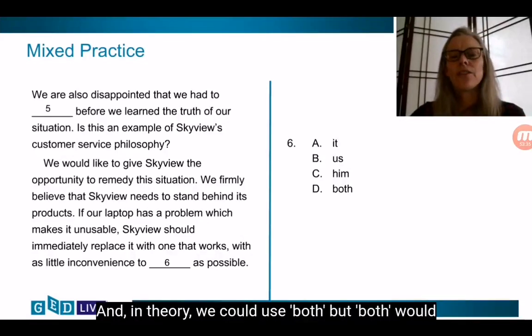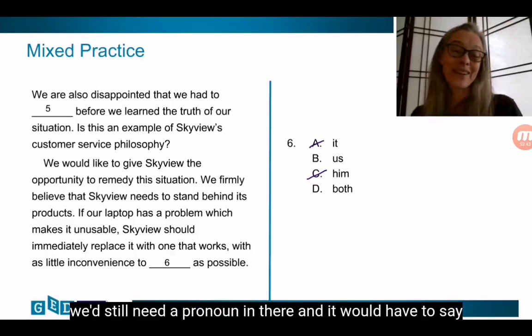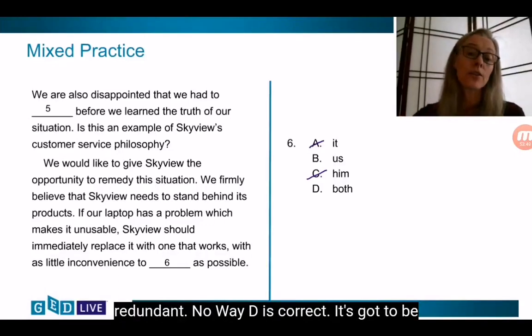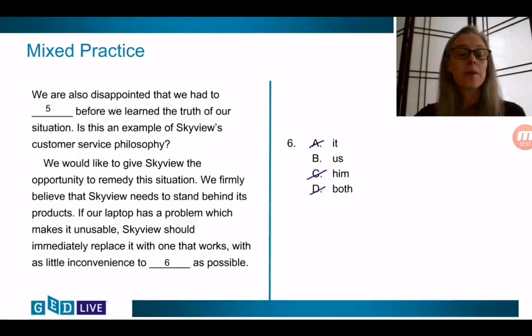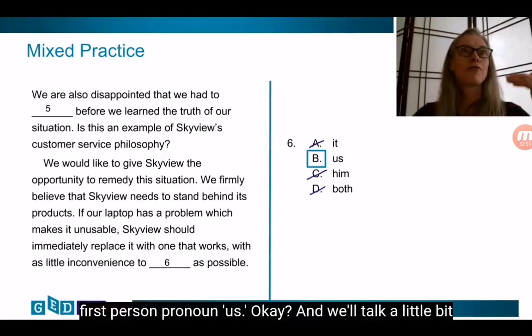And in theory, we could use both, but both would also need to have both is not a pronoun, right? So we'd still need a pronoun in there, and it would have to say both of us, which would again be kind of unnecessary and redundant. No way D is correct. It's got to be B with the plural object, first person pronoun us.